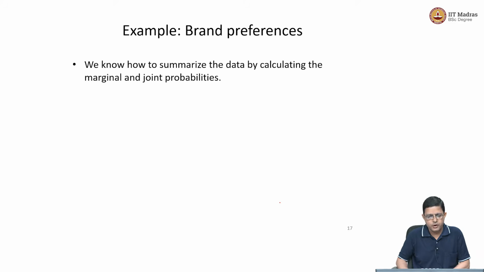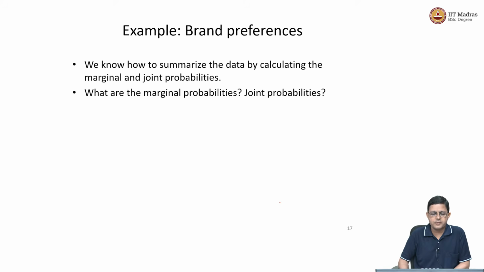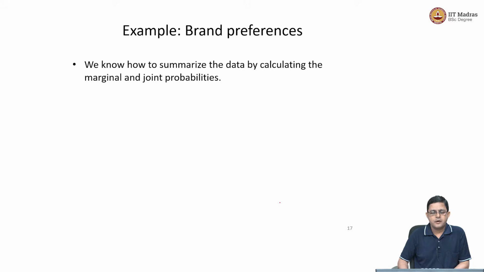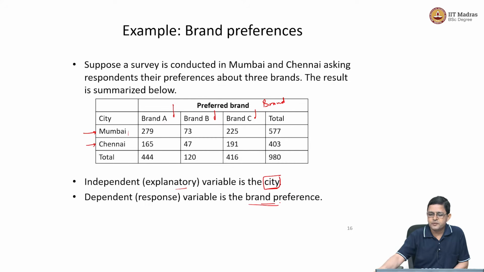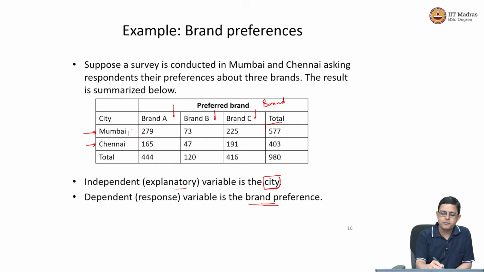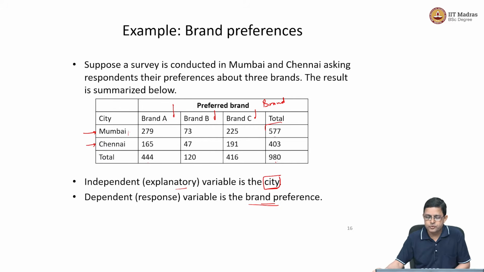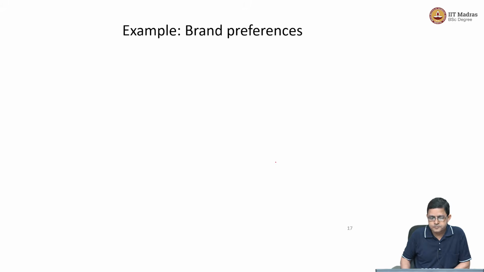Do you recall that? What was marginal probability? What was joint probability? We saw, if you recall, we said whatever is in the margins is called marginal probability. So, 577 divided by 980, 444 divided by 980. What does 577 divided by 980 mean? It is the probability of randomly selecting a respondent from Mumbai city. 444 divided by 980 is the probability of randomly selecting a person who prefers brand A, right. So, those were marginal probabilities.